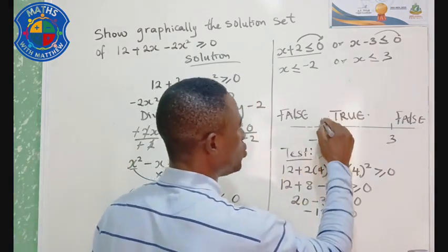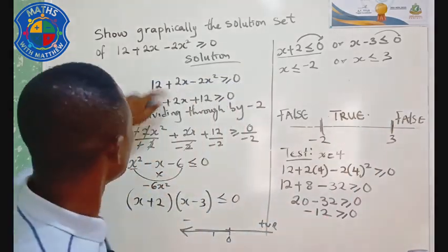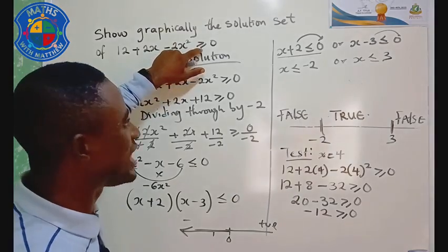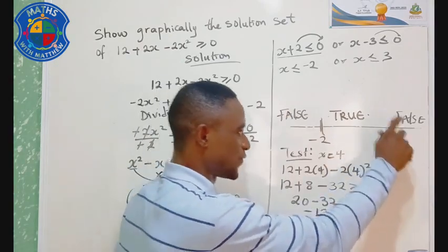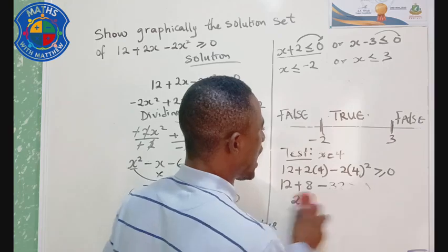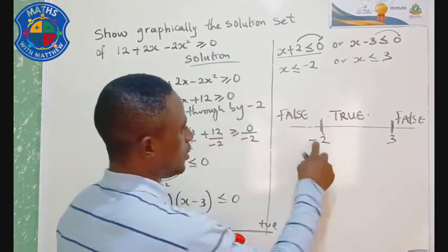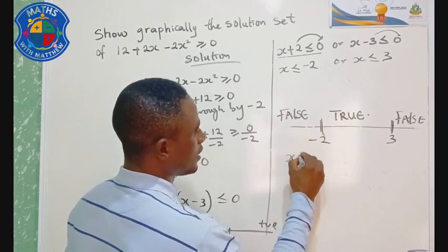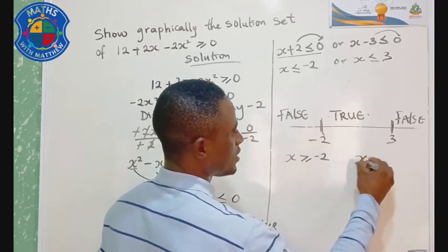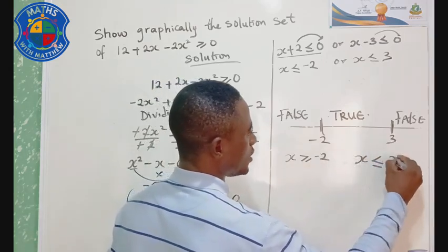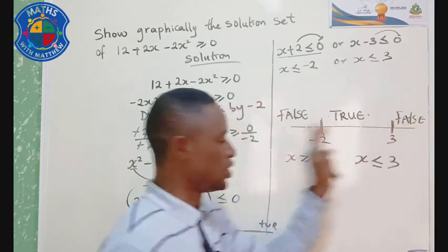So what we now have here that will be valid is within minus 2 and this 3. But we notice our inequality sign. We have greater than or equals to. That means this minus 2 is included and this 3 is included. So what we now have on our number line that will satisfy this is x greater than or equals to minus 2 and x less than or equals to 3. That is, x is not going beyond this, it's coming this way.